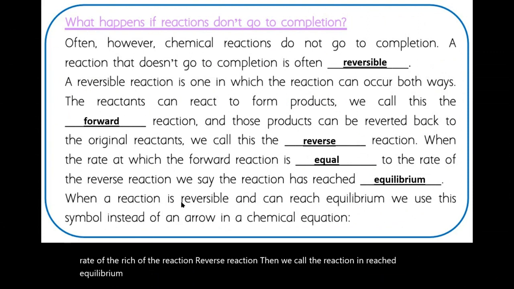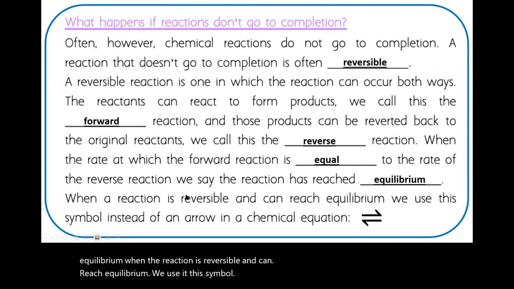When the reaction is reversible and can reach equilibrium, we use this symbol. The equilibrium symbol has a forward and a backward arrow to it, so it's kind of like half an arrow.